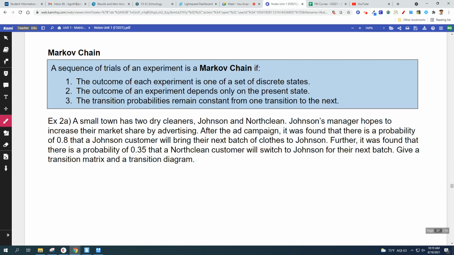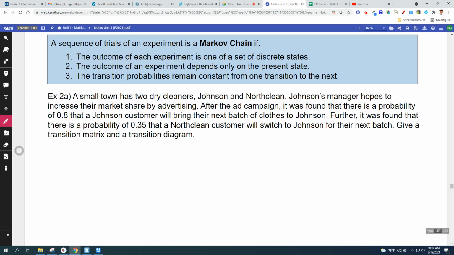All right, and so now we have the definition of a Markov chain. A sequence of trials of an experiment is a Markov chain if, number one, the outcome of each experiment is one of a set of discrete states. 2, the outcome of an experiment depends only on the present state. And 3, the transition probabilities remain constant from one transition to the next.